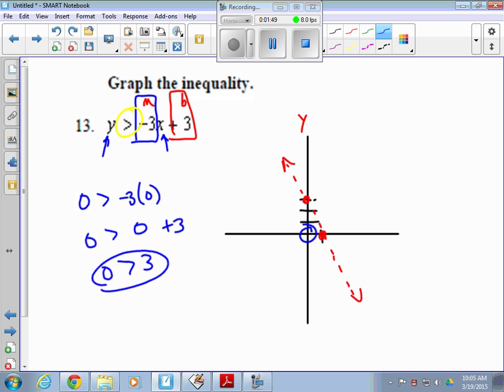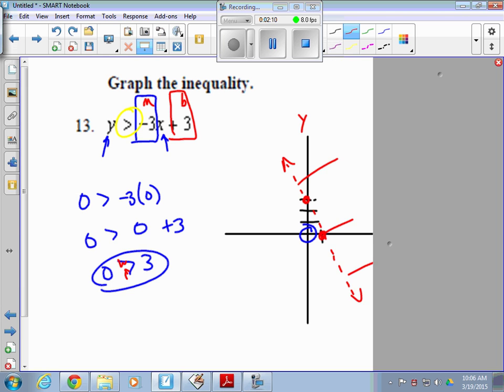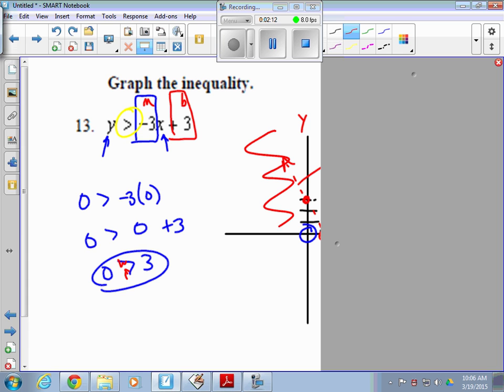This is what you have to determine, if that is true or false. 0 clearly is not the bigger number. The mouth is not eating the bigger number, it's eating 0. So that's a false statement, which means everything over here is wrong, which means you shade everything this direction. And again, the shortcut is to block everything out on one side, block everything else on the other side, and if it says greater than, you go above the line. But don't let that confuse you if that's tough for you.